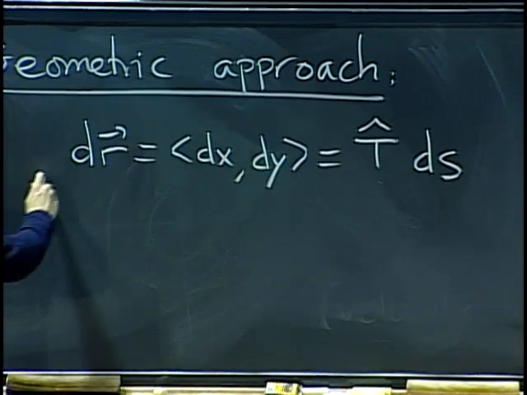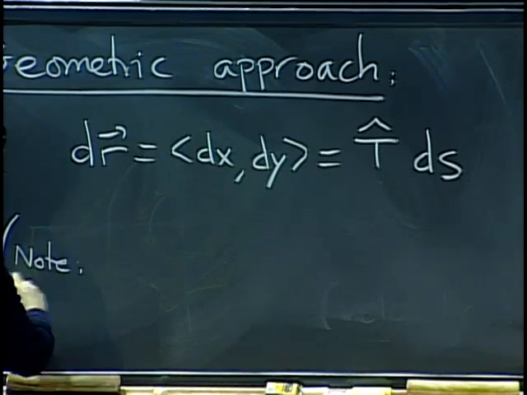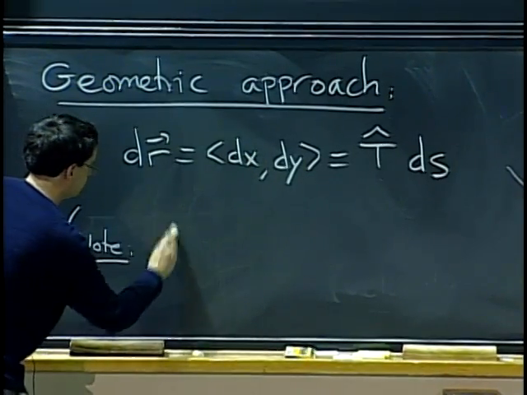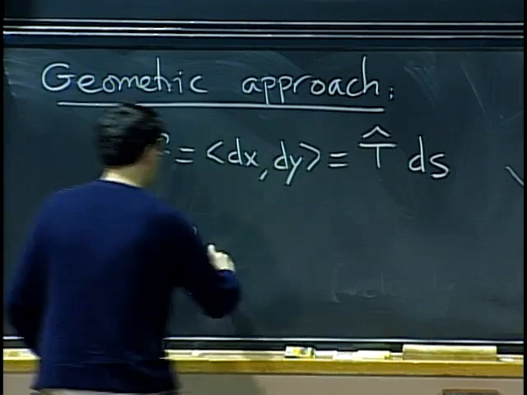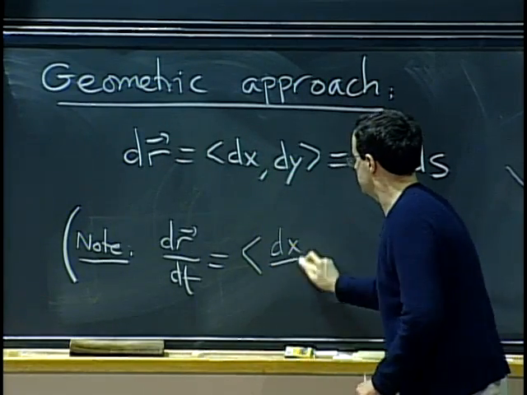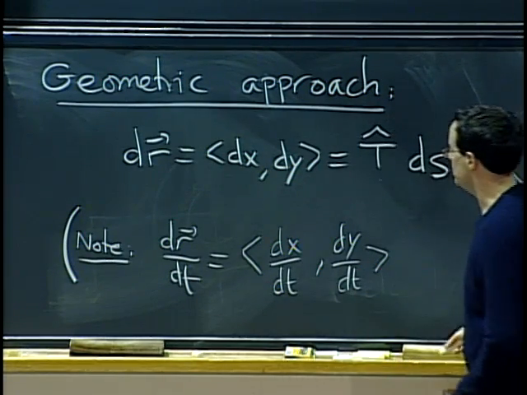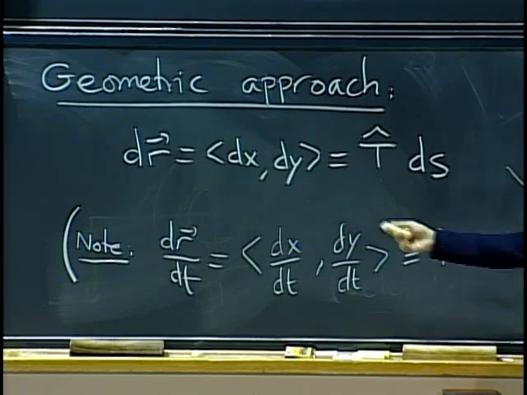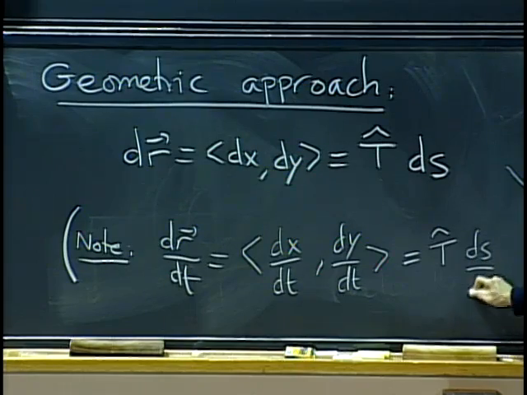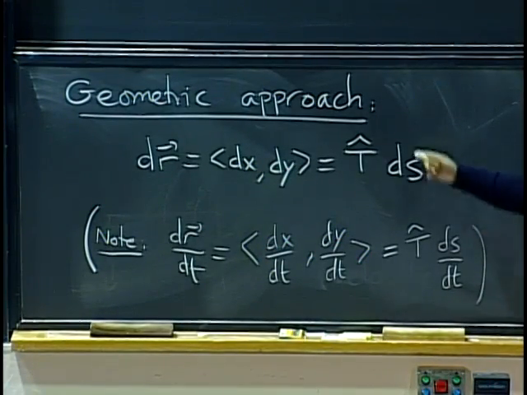If you don't like this notation, think about dividing everything by dt. Then what we're saying is dr/dt, that's the velocity vector. While in coordinates, the velocity vector is dx/dt, dy/dt. But more geometrically, the direction of the velocity vector is tangent to the trajectory, and its magnitude is speed, ds/dt. Okay, so that's really the same thing.